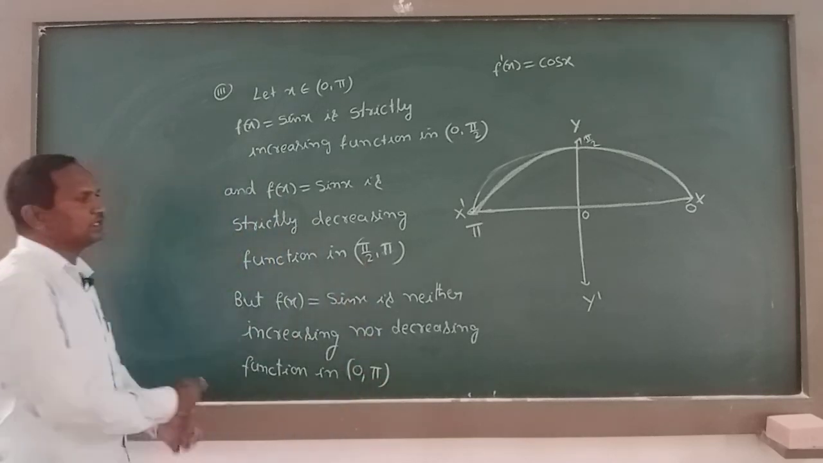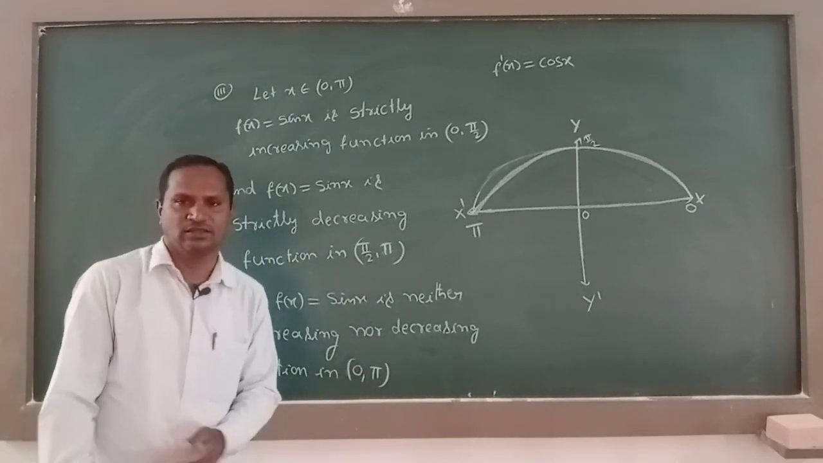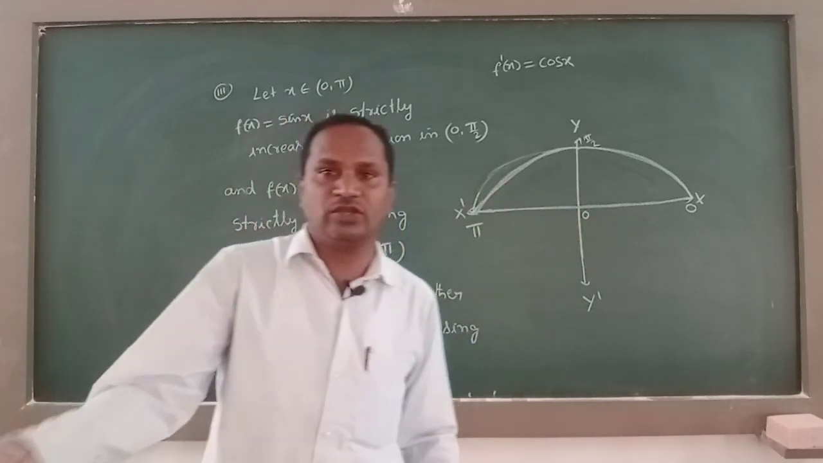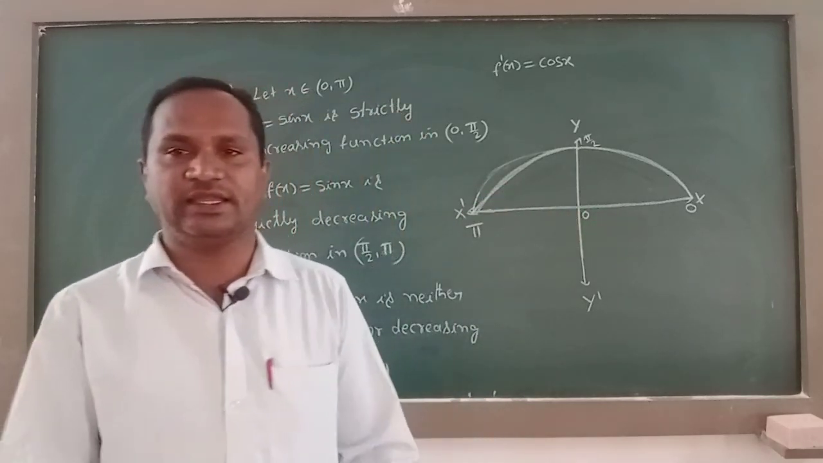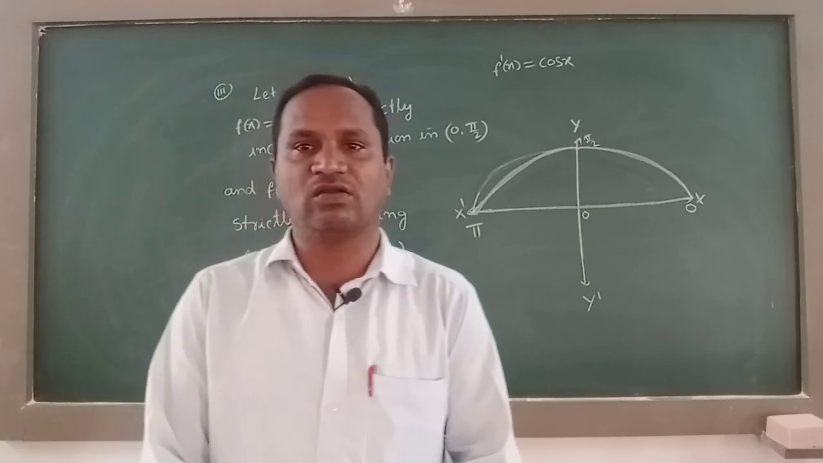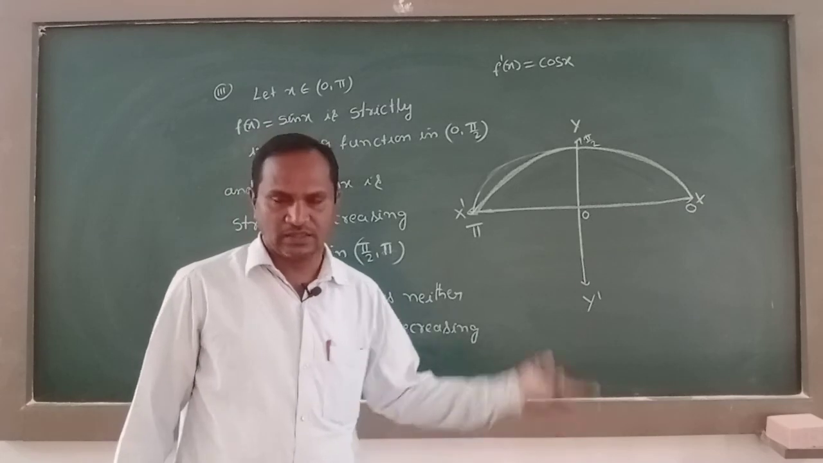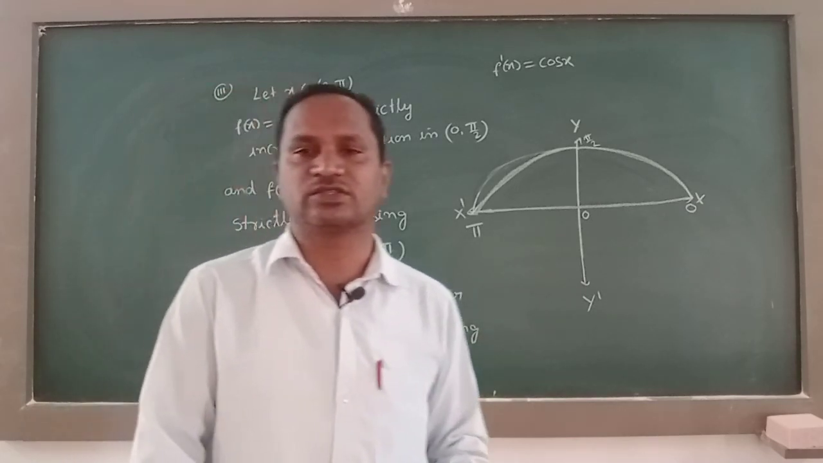Like that we are giving the answer for this. Half is increasing, half is decreasing. But when we discuss the total interval, it is neither decreasing nor increasing in the interval 0 comma pi. Like that we have finished all these questions today.